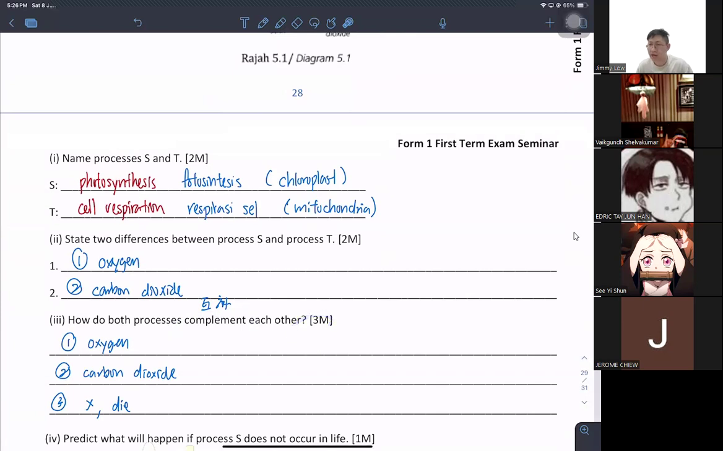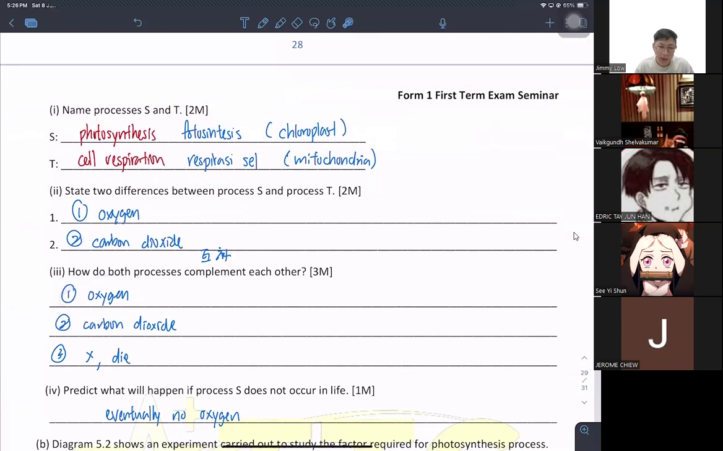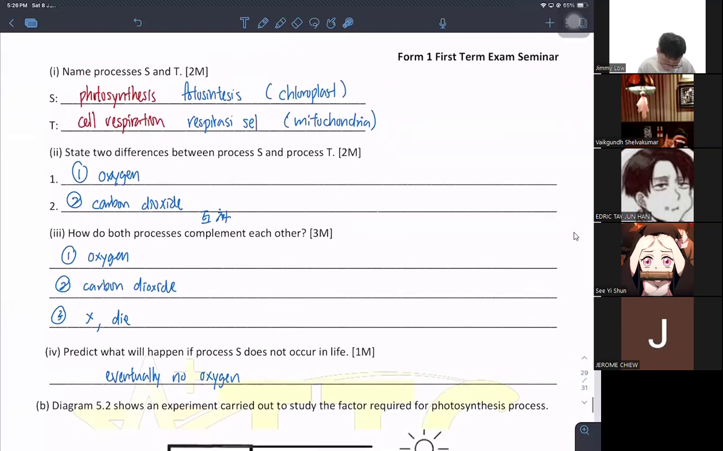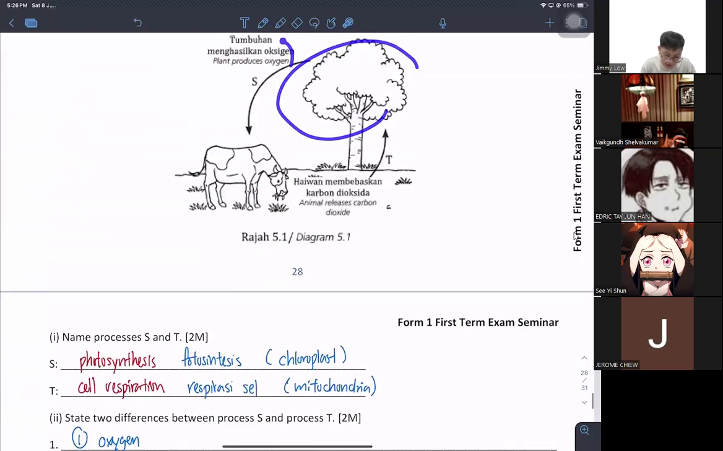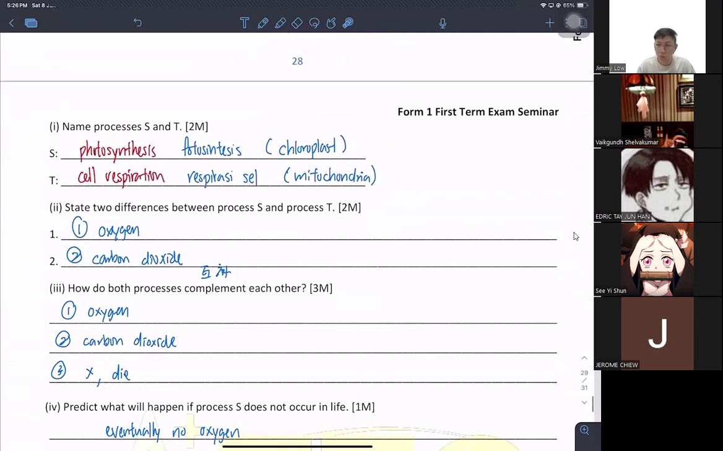3 marks. We have to explain in three different aspects. The first aspect is oxygen. You have to say the animal will consume oxygen, which is produced by the plant. Or, since the question asks about the process, you say photosynthesis will produce oxygen for cell respiration. This is the first complement. The second complement is the same thing, just change to carbon dioxide. Photosynthesis needs carbon dioxide, which is produced by cell respiration.